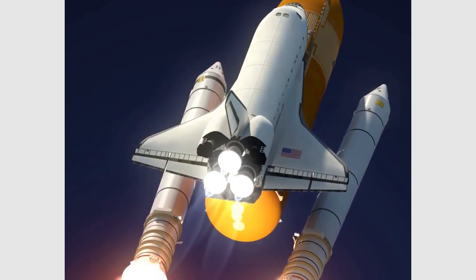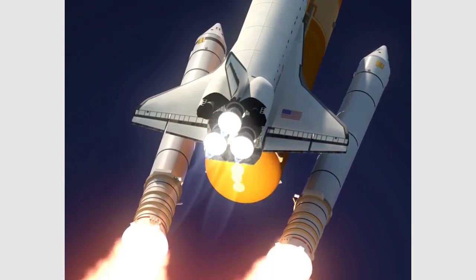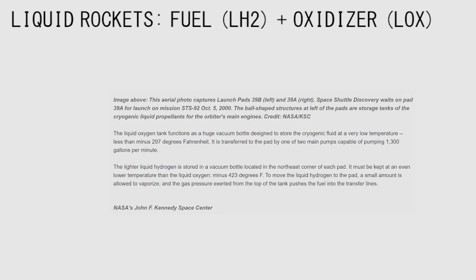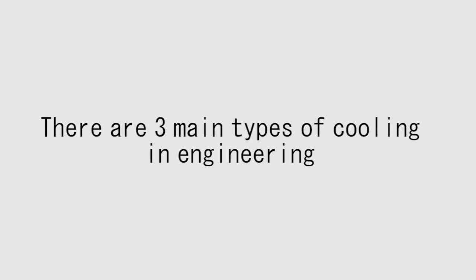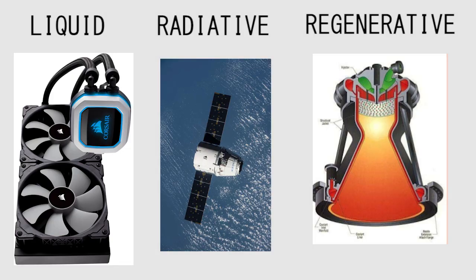For this video, we will focus on liquid rockets as they are the most popular. They consist of a fuel and an oxidizer stored in separate tanks. For example, the LH2, LOX, or liquid hydrogen and oxygen. In engineering, there are three main types of cooling. The first one is liquid cooling, the second one is radiative cooling, and lastly is regenerative cooling.